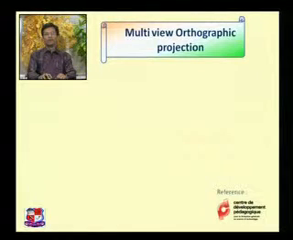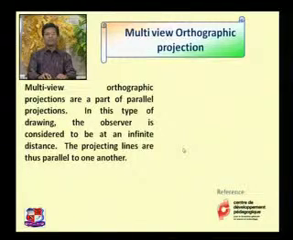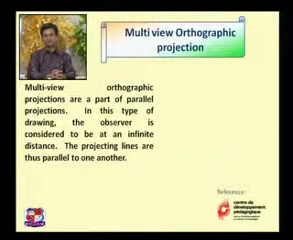Now, multi-view orthographic projection of some object. Here, multi-view orthographic projections are a part of parallel projections as well. In this type of drawing, the observer is considered to be at an infinite distance. Here we assume that the observer is looking at the object from infinite distance. The projecting lines are thus parallel to one another.